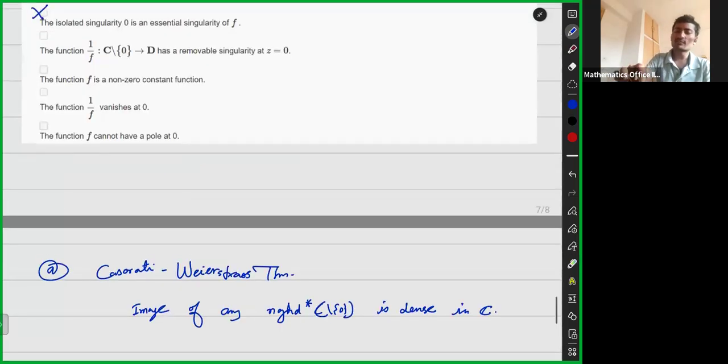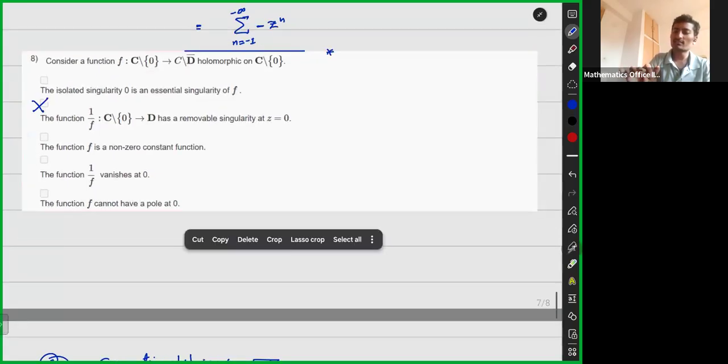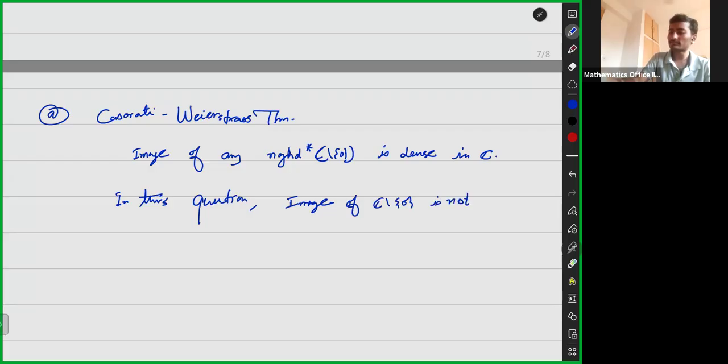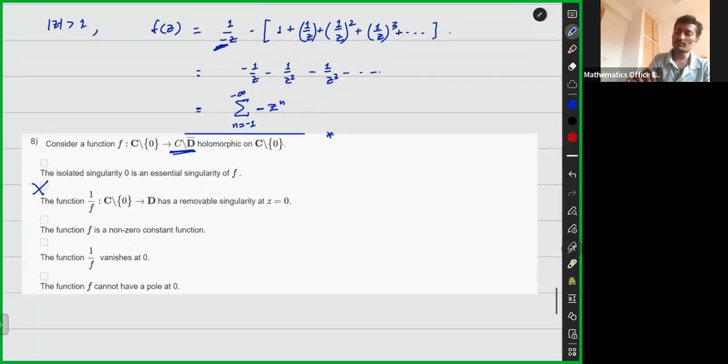But we see that the image is going to C minus D closure. So it fails. In this question, the image is not dense. The image of the whole domain C minus zero is not dense. So the first is over. This is wrong.